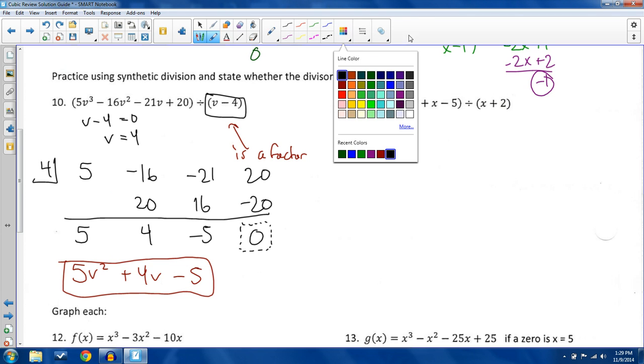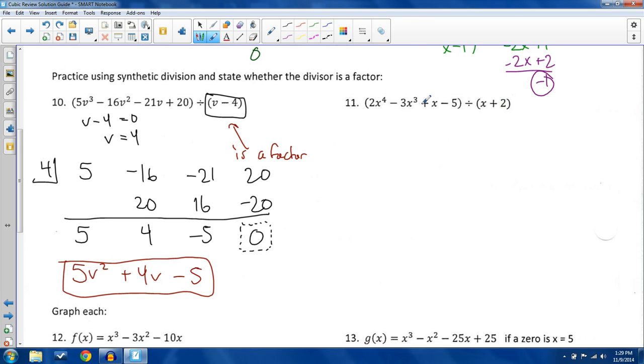Okay, number 11. Same thing. You have to be careful though with the placeholder here. This should have a plus 0x squared in between all of this, and that's super crucial. Let me list those in a second. As soon as you see what your 0 value here is, negative 2, I'm going to put the negative 2 off in this corner. I'll list 2, negative 3, 0x, 1, and then negative 5.